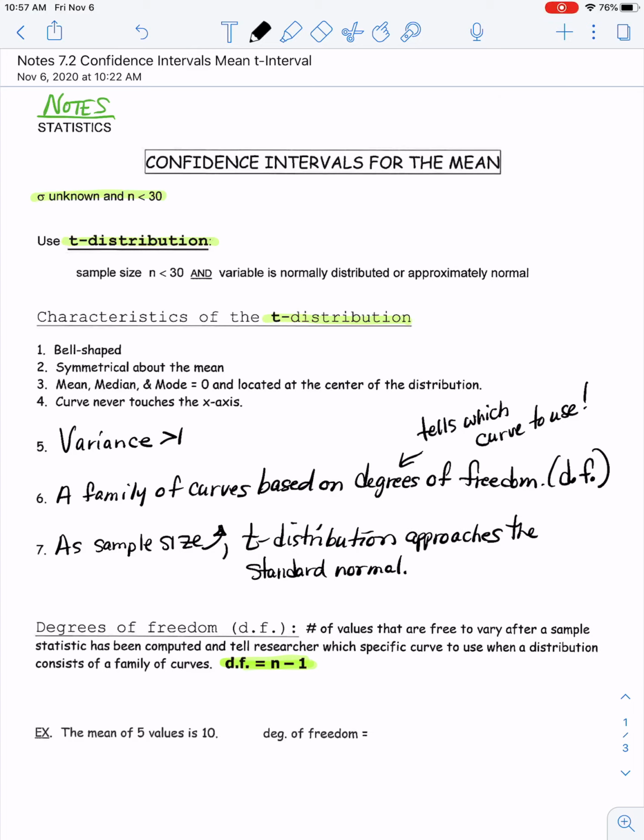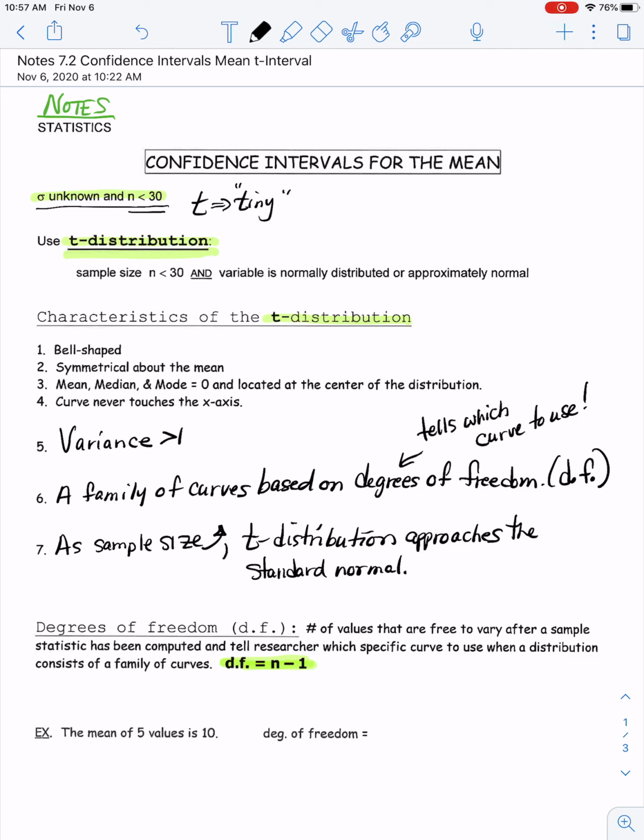Confidence intervals for the mean. Our second video will feature something called a t-distribution. We use the t-distribution when the standard deviation is unknown and the sample size is smaller than 30. So with it being less than 30, I kind of joke from time to time that t is tiny.